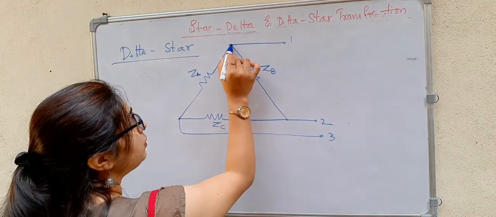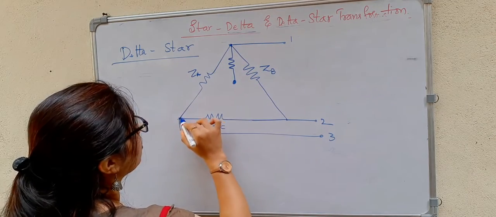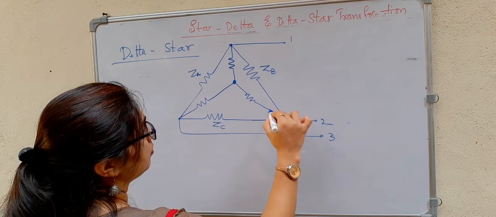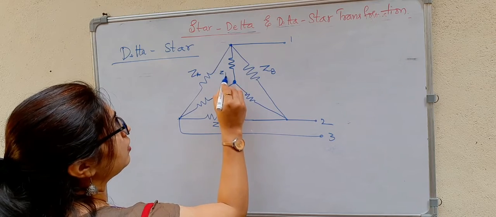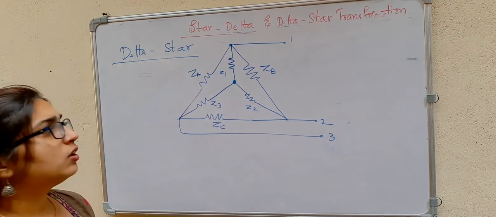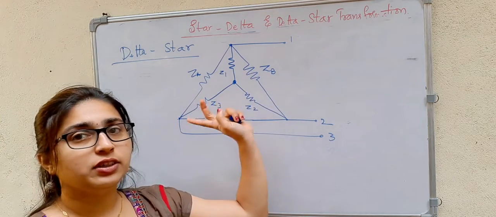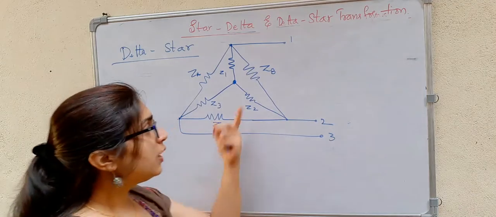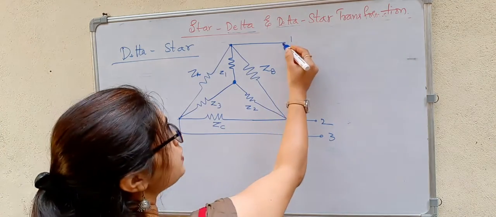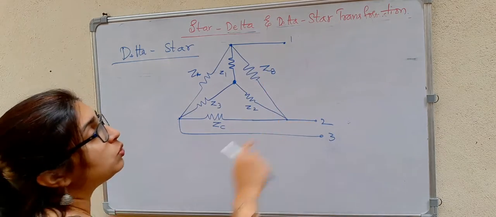So what I will do, I will write the star inside this, so it has a neutral point. This is Z1, this is Z2, and this is Z3. So the delta connection is outside, and inside the delta I have written the star connection. So let us convert delta to star now. First I will consider terminals 1 and 2.